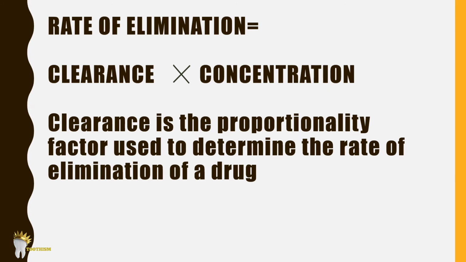Rate of drug elimination tells us how much drug is being cleared. If we want to know the rate of elimination, we can determine it as clearance times the concentration of the drug in the plasma. So here clearance is the proportionality factor that is used to determine the rate of elimination of a drug. This parameter is important because it helps us to decide how much drug we should administer so that steady state drug concentrations can be obtained.